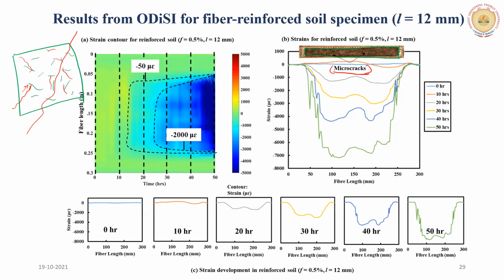And these micro cracks can be measured in optical fibers. I'll show you how beautifully that is captured in the optical fibers. So look at the 0th hour, no strains. At the 10th hour, there are some strains. 20th hour, some strains. 30th hour, some strains. 40th hour also, some strains. 50th hour, there are strains. But if you look carefully, there is no abrupt failure like we saw in the unreinforced soil.